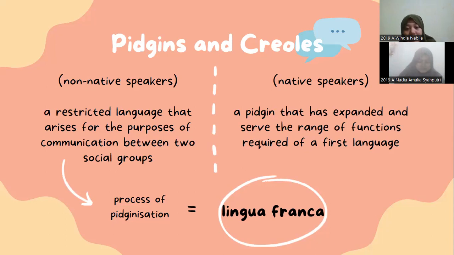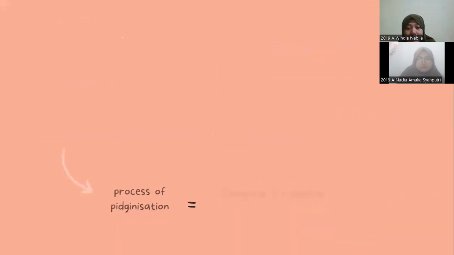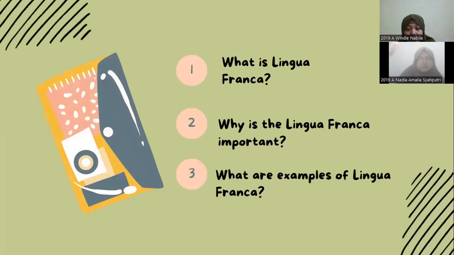However, what we are actually going to discuss in this presentation is the process of pidginization that is very common in any situation in which a lingua franca is called for. Based on that, we can break this area down into the following sections. The first one is what is lingua franca? Then why is the lingua franca important? And the last, what are examples of lingua franca? And the next material will be delivered by Nadia. Time is yours.